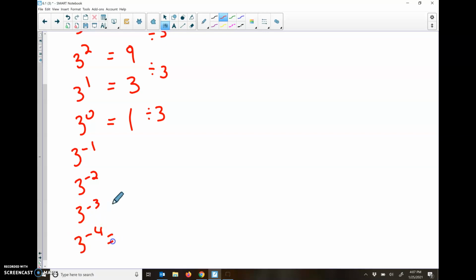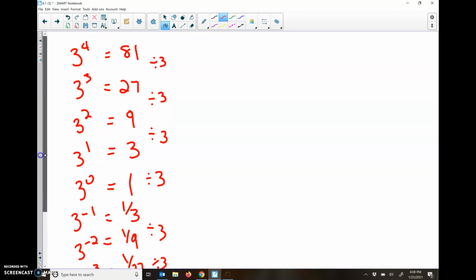If you have a calculator and don't believe me, 1 divided by 3 is exactly what it sounds like, 1/3. That's why 3 to the negative first power is 1/3. You divide 1/3 by 3, you get 1/9. You divide 1/9 by 3, you get 1/27. You divide 1/27 by 3, you get 1 over 81. So 2 different ways to think about it.